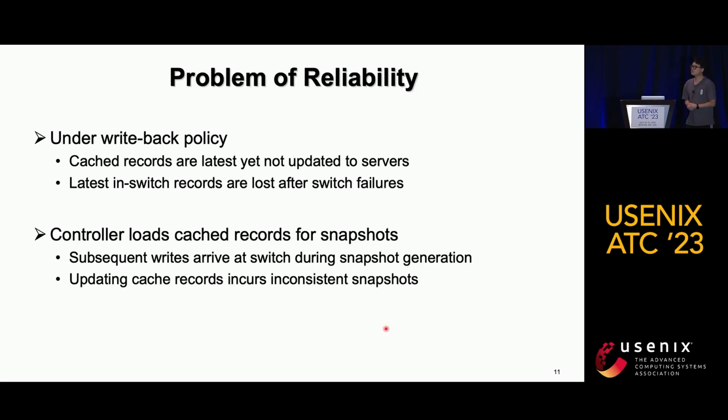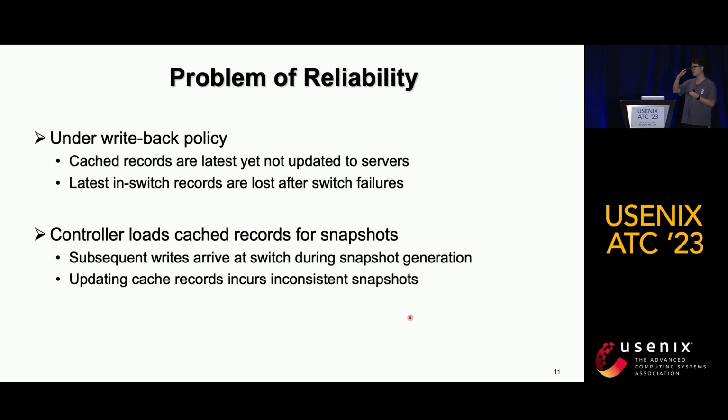But finally, we consider the reliability challenge and its problem. Under the write-back policy, cached records could be latest, but they have not been updated to the server. So after switch failures, all such in-switch latest records could be lost. So to avoid data loss, of course, we can make periodic snapshots of the in-switch cache. But as the switch has very limited resources to store the snapshots, we resort to the controller for snapshots.